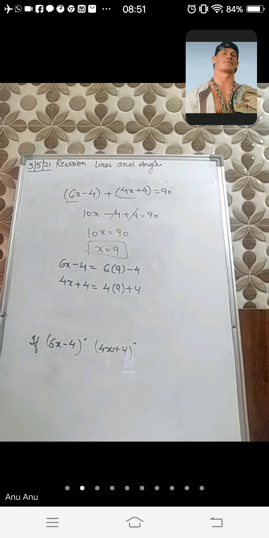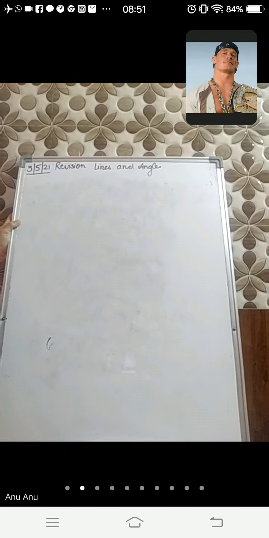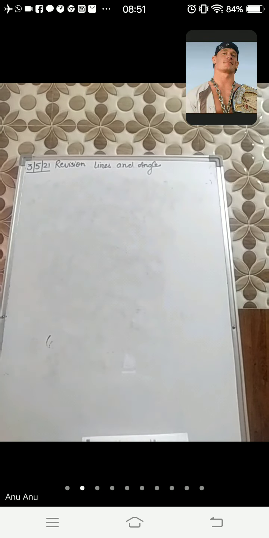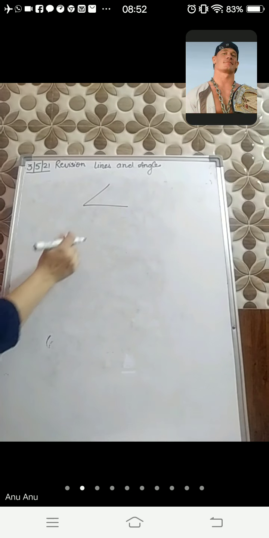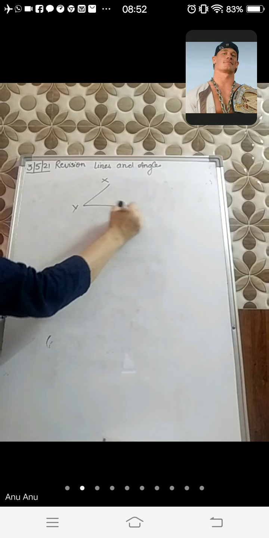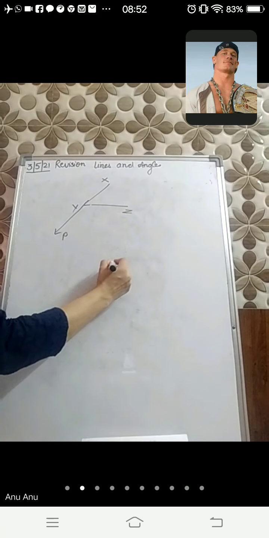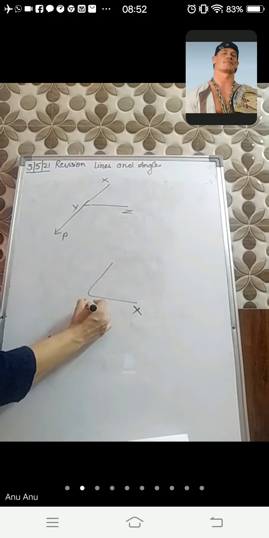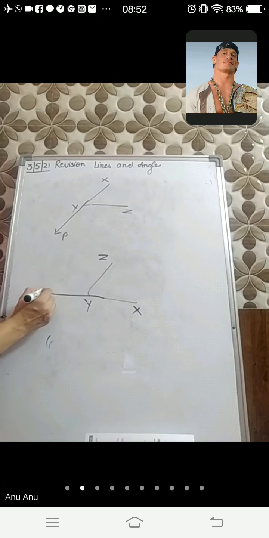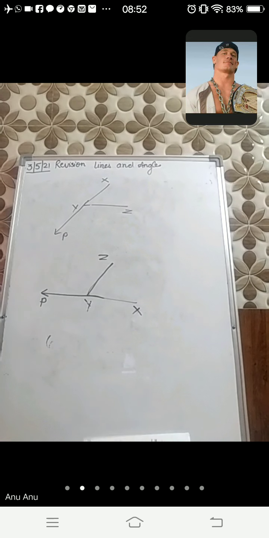Start the sixth question from your exercise 6.1. Start the sixth question, hurry up. In the sixth question, you are given angle XYZ as 64 and you have to produce XY. If you start from XYZ and produce XY to P, the figure will be like this. But if you draw the figure in this manner, write the name XYZ, and produce XY to P, you will get the figure in this manner.